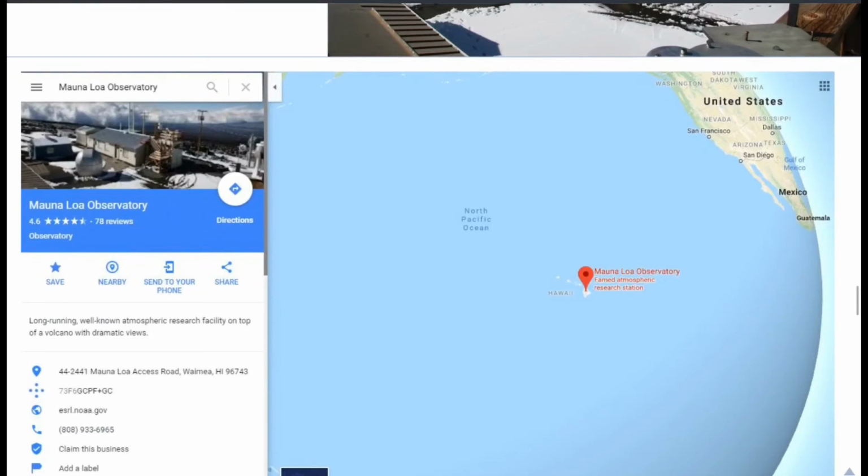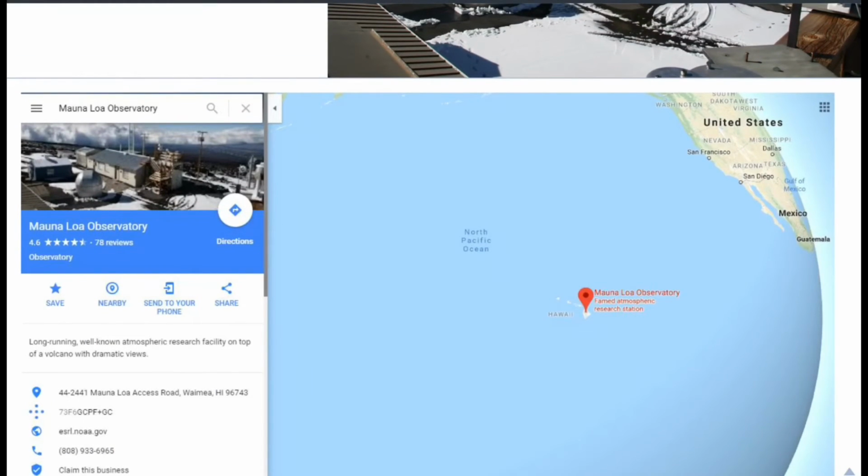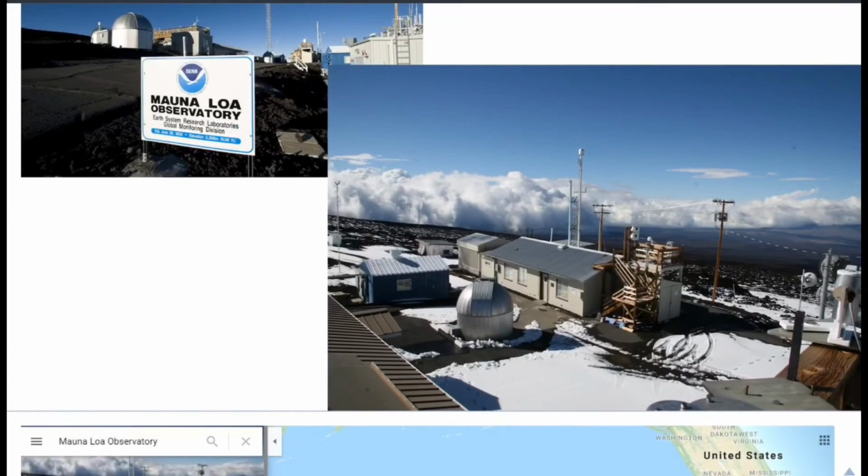Being high in elevation, at 11,135 feet, it is able to sample the atmosphere above the layers of pollution from human activities, which you can see here. There's the clouds, and you can see that this observation station is almost just right here at the clouds, or even above the clouds, because it is so high in elevation in relation to the areas around it. It even has snow on the ground, and this is Hawaii. Whoa!